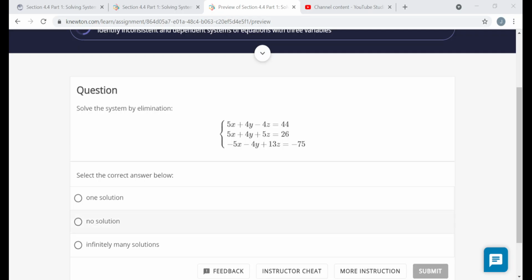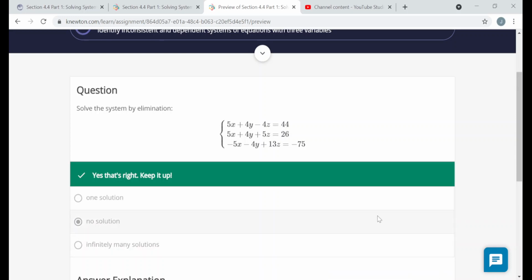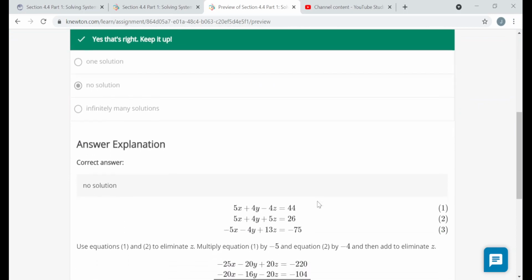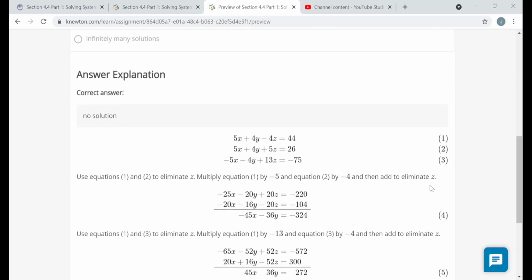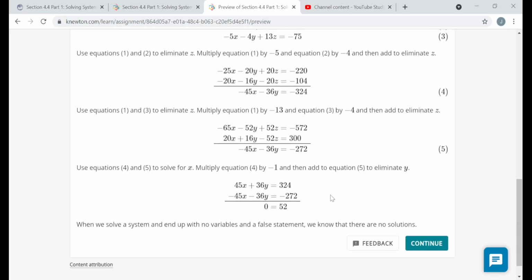So back here of the options, I say this system has no solution, no ordered triple that would make all three equations true at the same time. Now they may have done it a different way. Let me see. Yeah, they eliminated z's and then did eliminations, and you see they ended up with 0 equals 52, a statement with no variables that was clearly false.